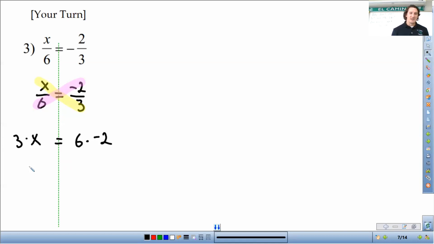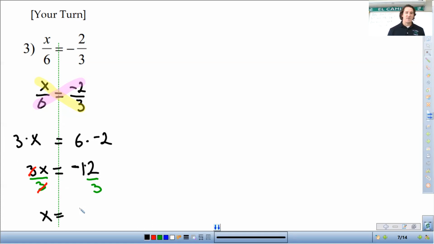3 times x is 3x. 6 times negative 2 is negative 12. And then to finish solving for x, I need to divide. So 3 times x, divide both sides by 3. Times 3 divided by 3 cancels out, and I'm left with x is equal to negative 12 divided by 3, which is negative 4. So those are the easy proportions to solve.